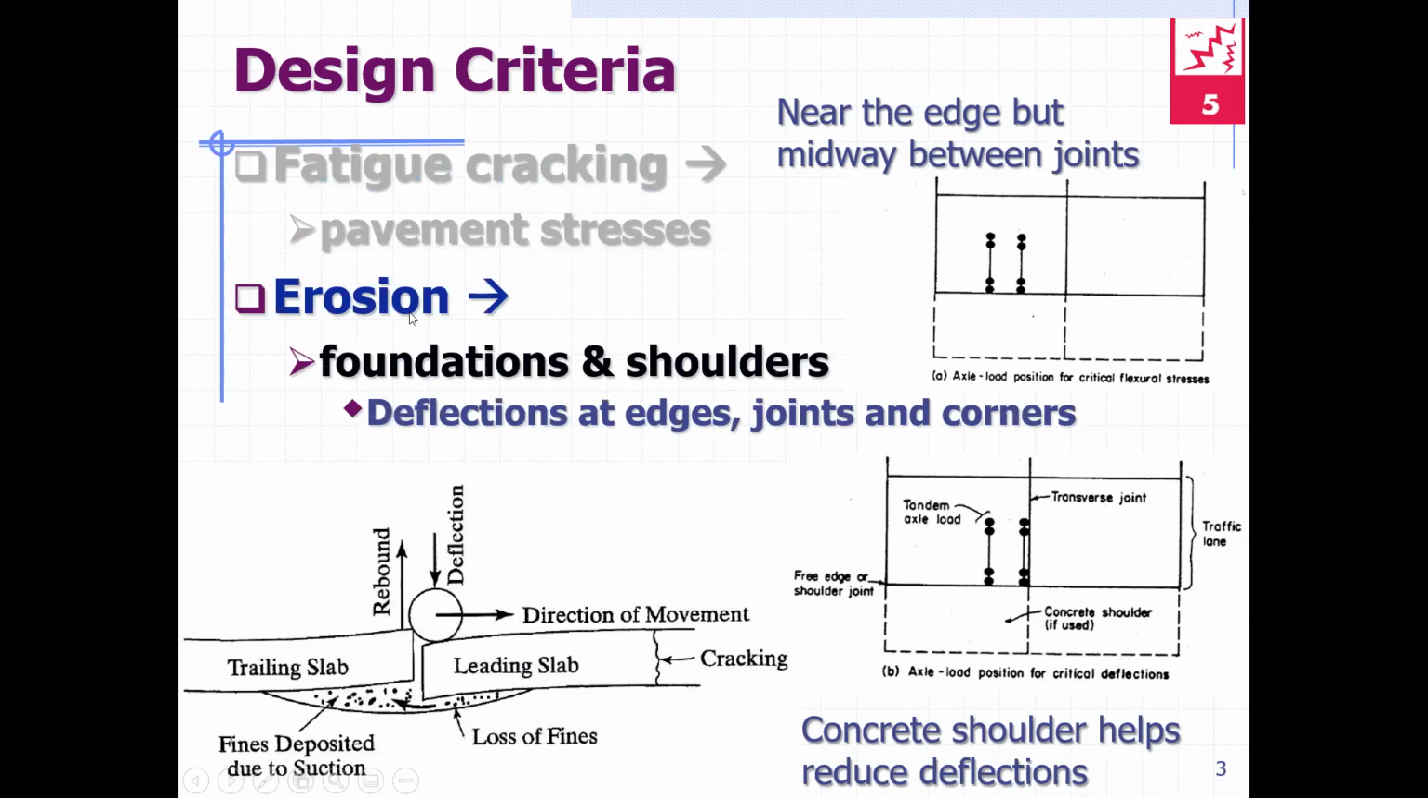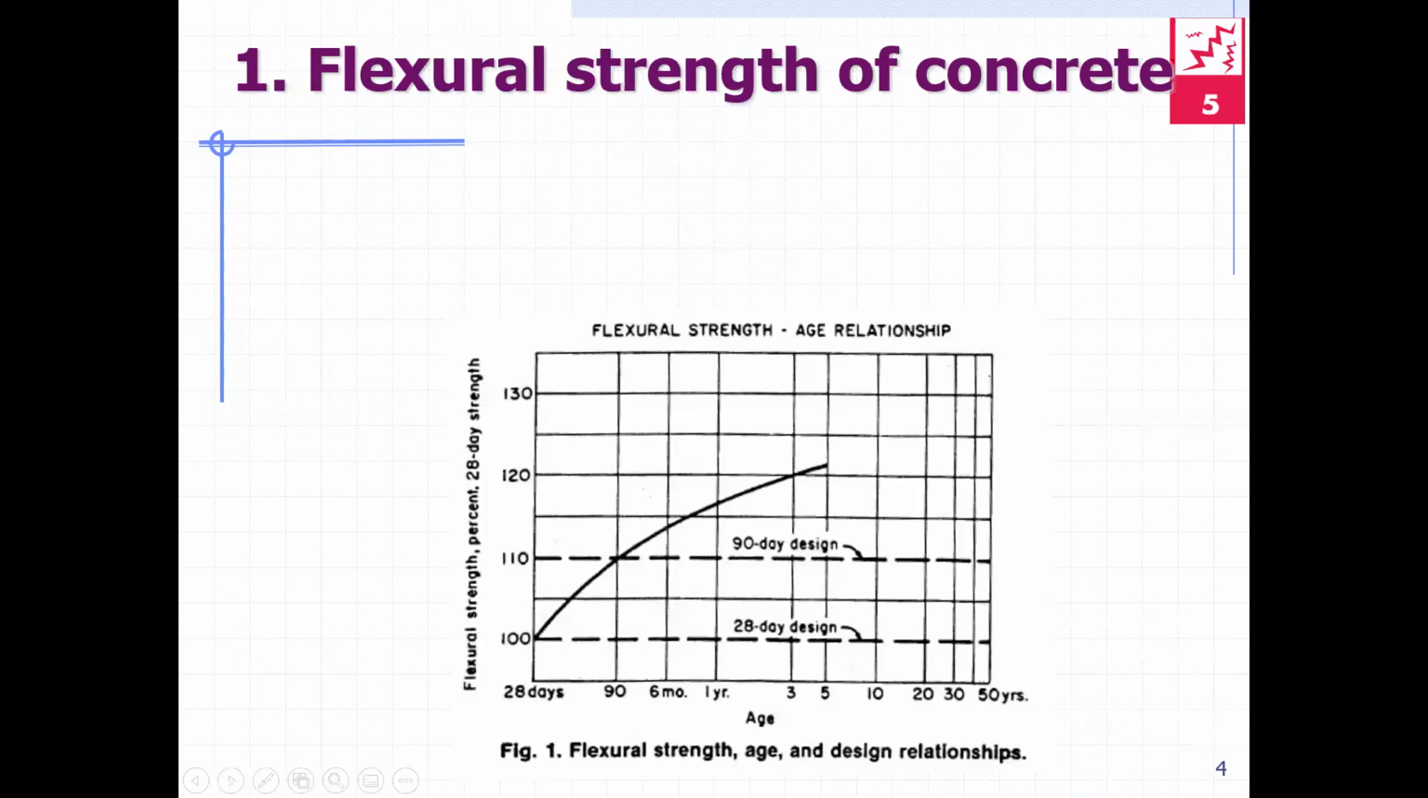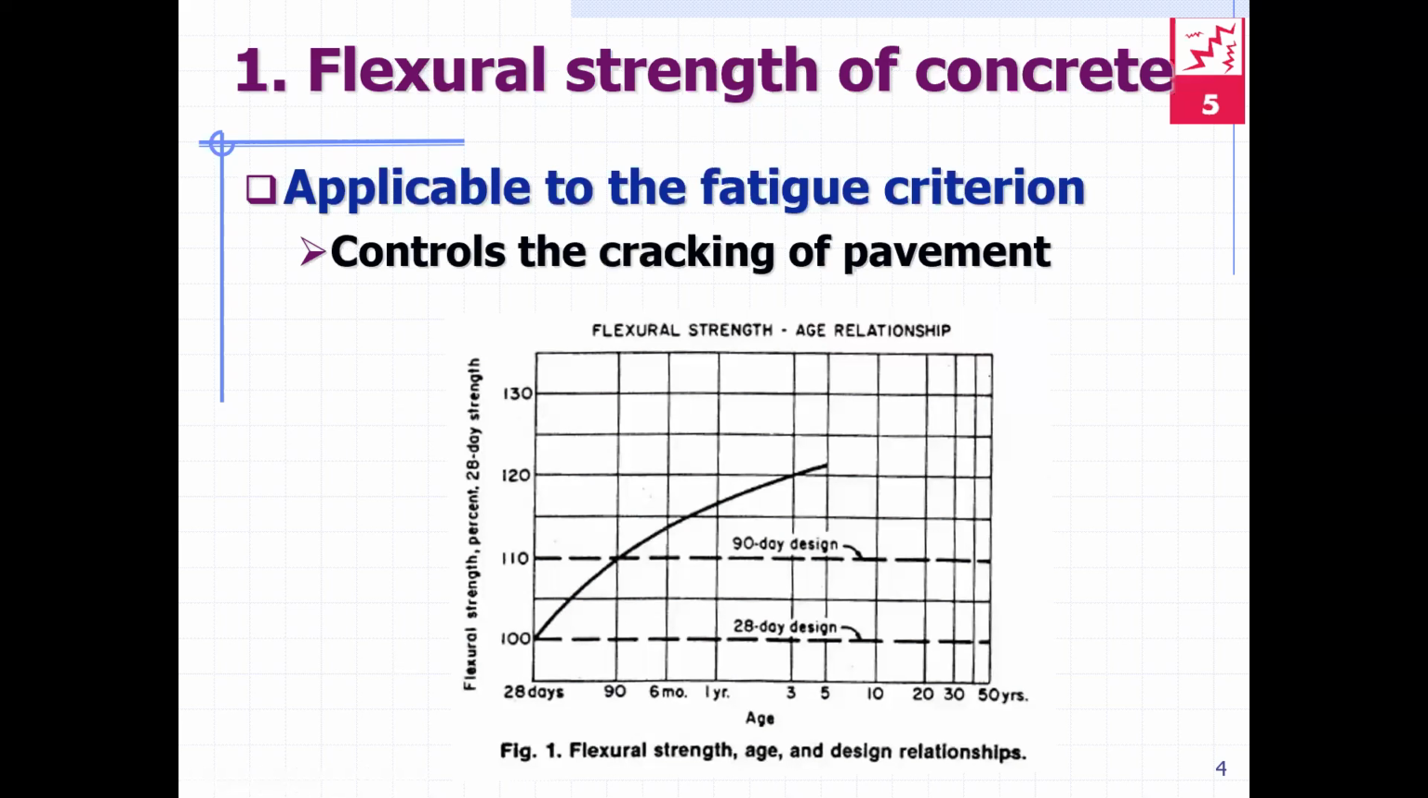The second criterion is erosion. Erosion, we investigated and explained last time for AASHTO. And erosion is happening in the joint and the corner. Okay? So these two design criteria are part of the method. We need the flexural strength of the concrete as the characteristic of the strength of this concrete. And we will do that at 28 days, as is usual. And this will control the cracking of the pavement.